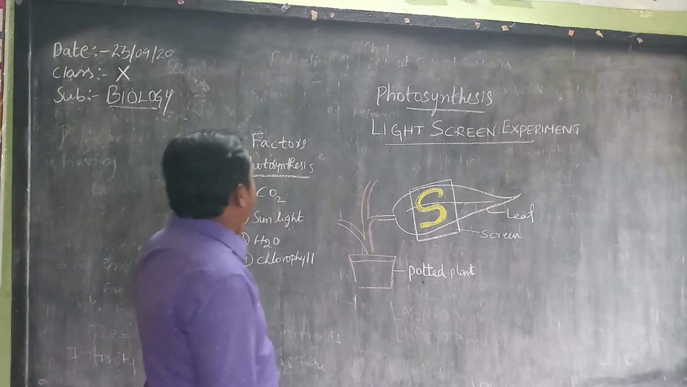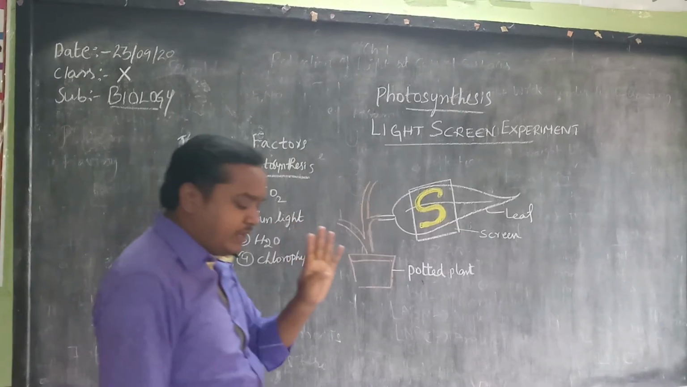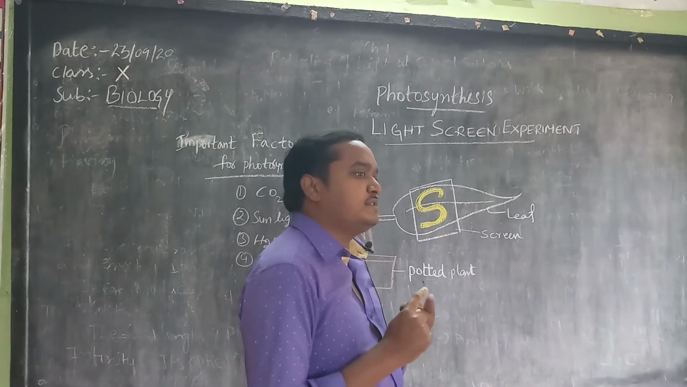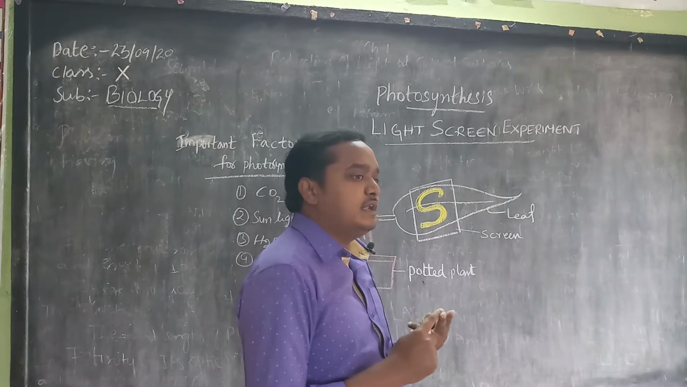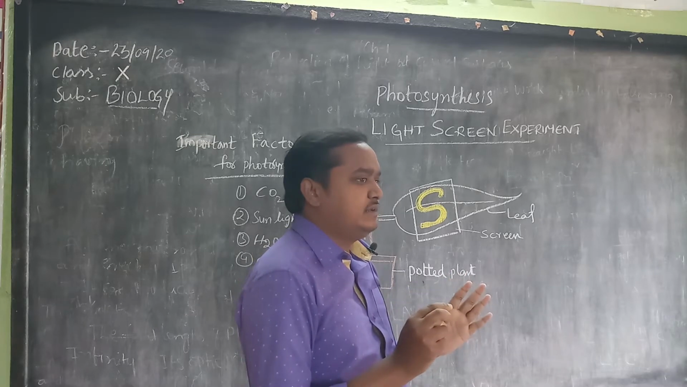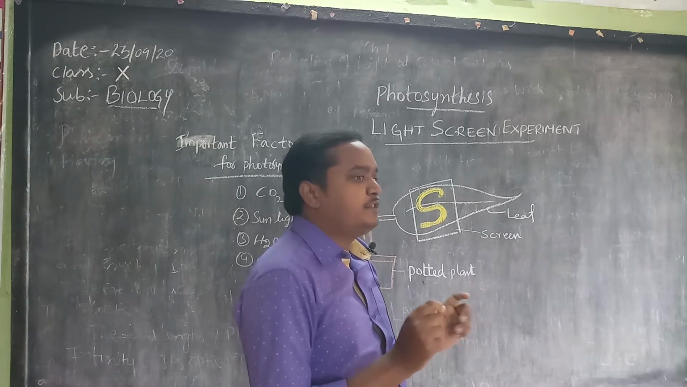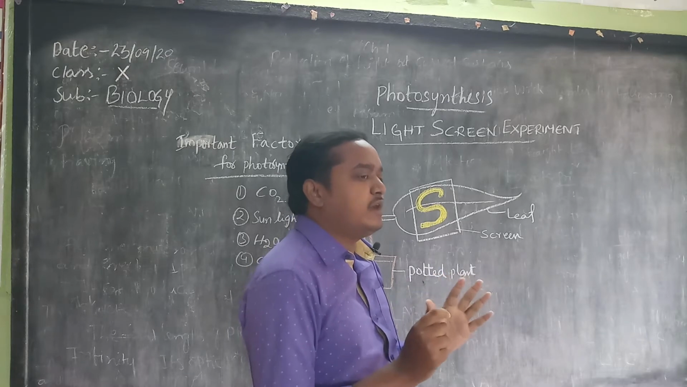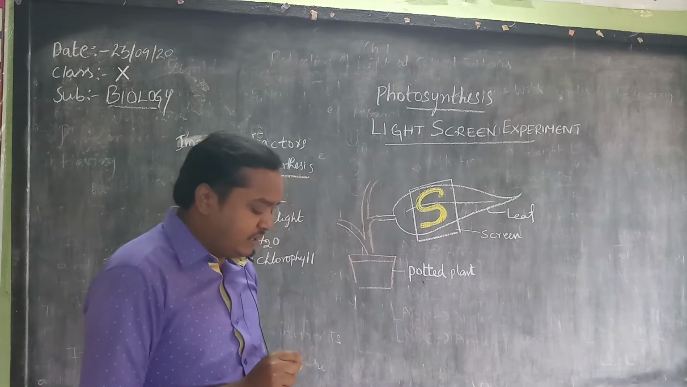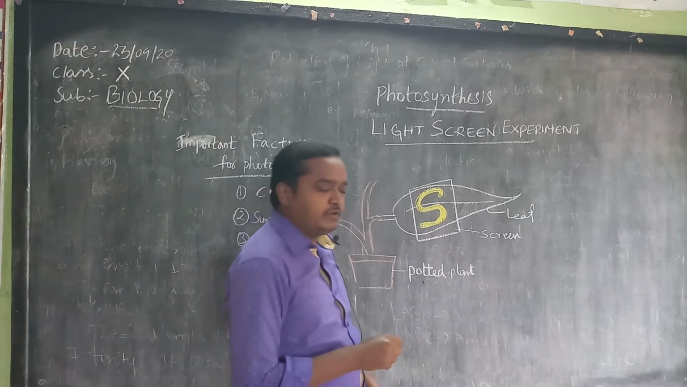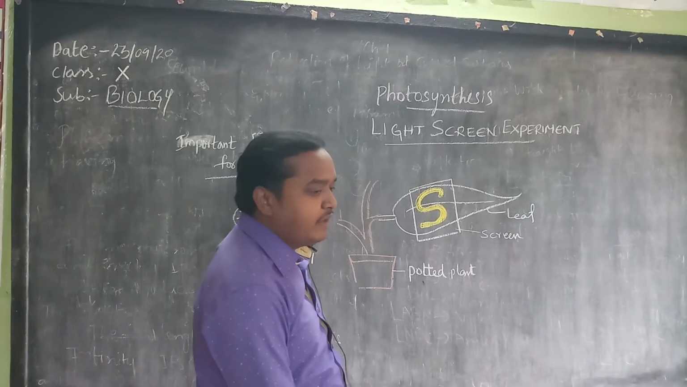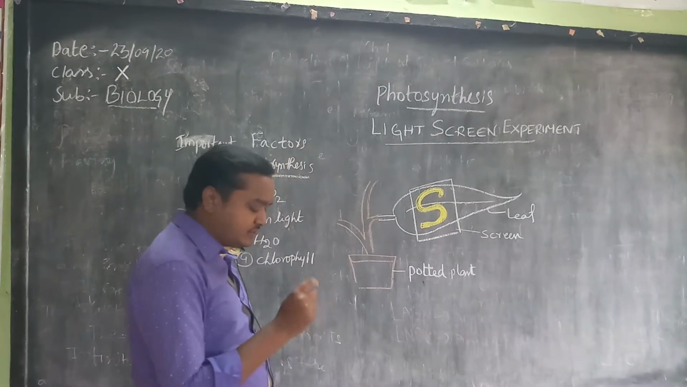See here once again, what are the four important raw materials required for photosynthesis? First is carbon dioxide, sunlight, water and chlorophyll. Just listen to the class with concentration. You can write without seeing the picture or notes again. I assure you that you can write the answer. Minimum 3 marks you will get.